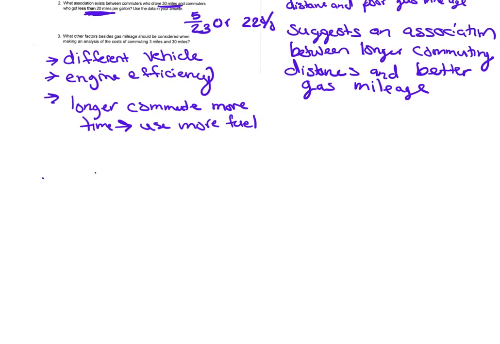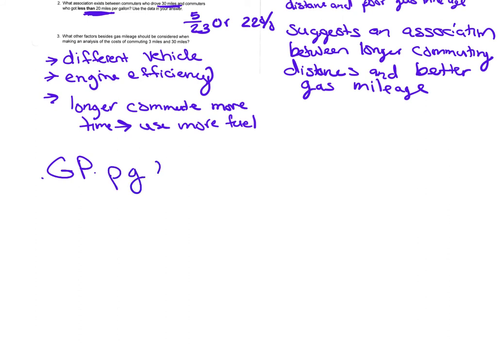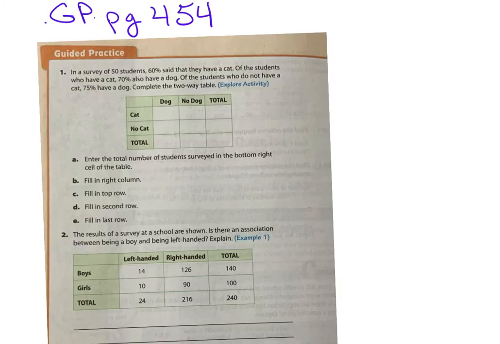Okay, let's go ahead and do your guided practice, which is going to be on page 454. So go ahead and turn there, please. Okay, question 1 says, in a survey of 50 students, 60% said they have a cat. Of the students who have a cat, 70% also have a dog. Of the students who do not have a cat, 75% have a dog. Complete the two-way table. Well, we know we have a total of 50 students.